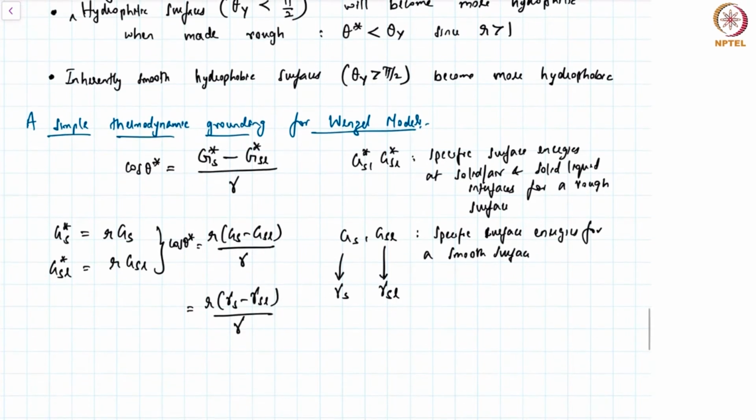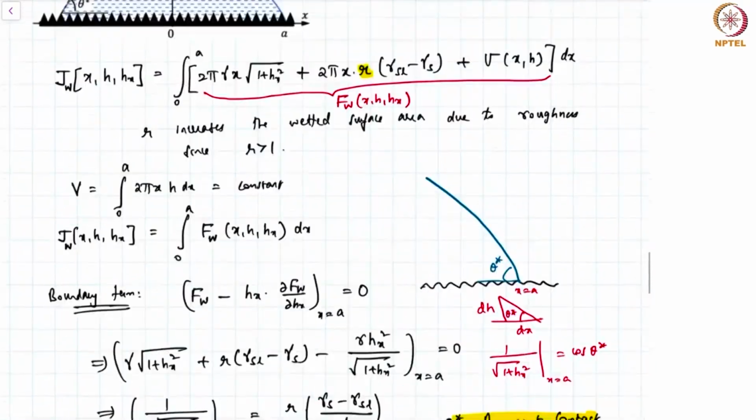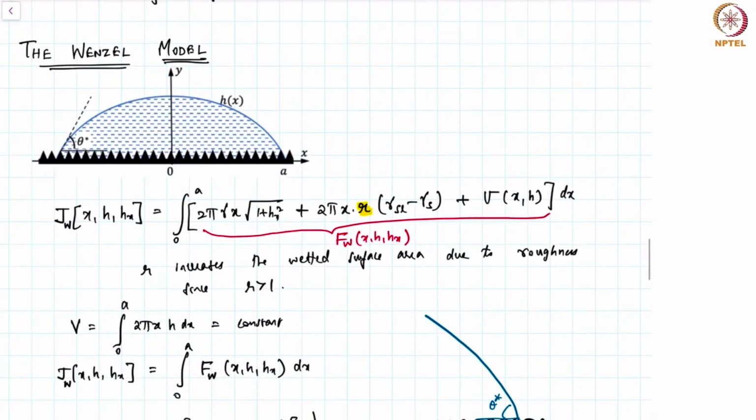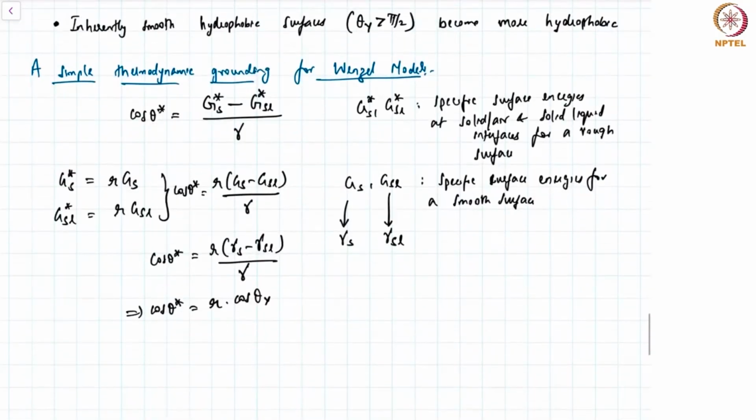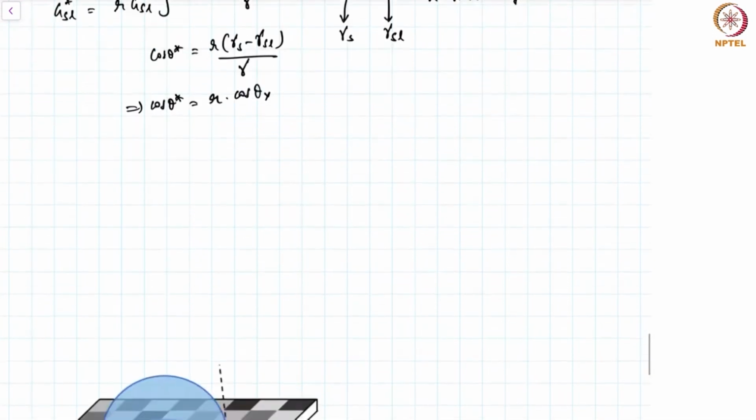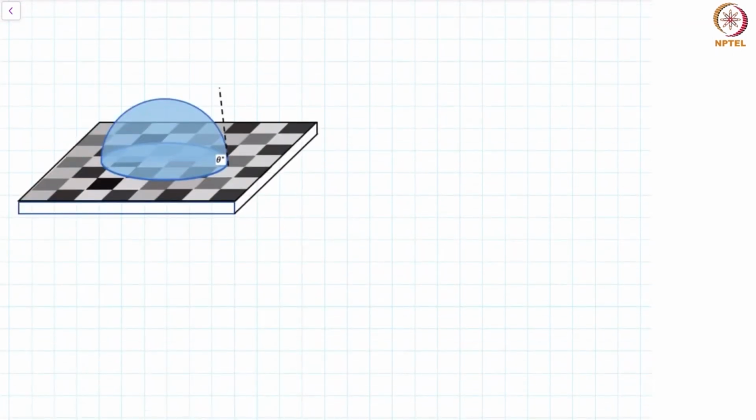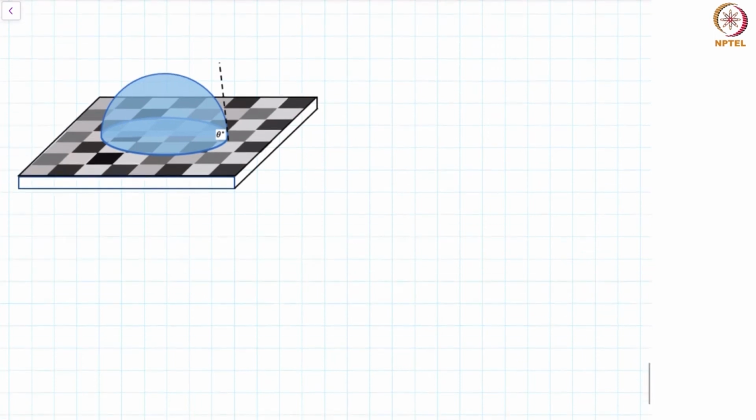Okay, and therefore cosine of theta star is nothing but R times cosine of theta Y. This is again the same thermodynamic reason, that the effective surface area has increased, and therefore the Wenzel model essentially gives me a different contact angle. We can arrive at this result either through the energy minimization approach or through the simple thermodynamic explanation. Now let's look at the next model. This is the Cassie-Baxter state.